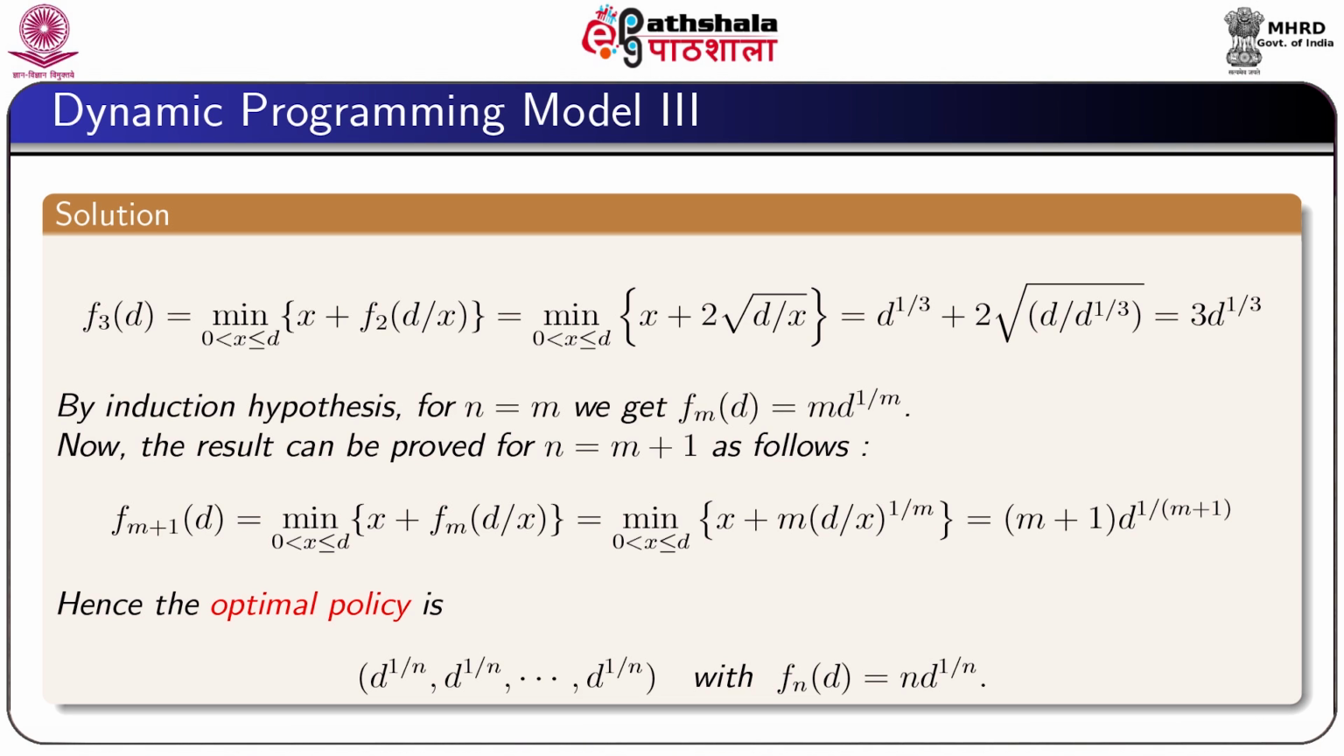Now, this result can be proved for n equal to m plus 1 as follows. We have f m plus 1 d equal to minimum of x plus fm d by x, and which is equal to m plus 1 into d to the power 1 by m plus 1. Hence, the optimal policy is obtained as d to the power 1 by n, d to the power 1 by n, dot dot dot d to the power 1 by n, with fn d equal to n d to the power 1 by n.